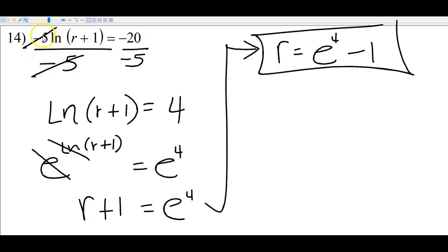So on this problem, the first thing you would do is divide both sides by -5. Then you would exponentiate with e. And the last step here, you're going to subtract the 1 on both sides to get r by itself. There's your final answer.